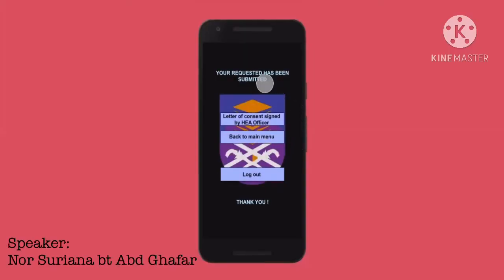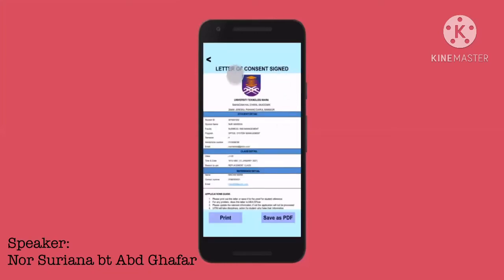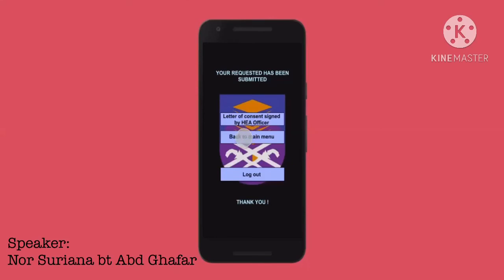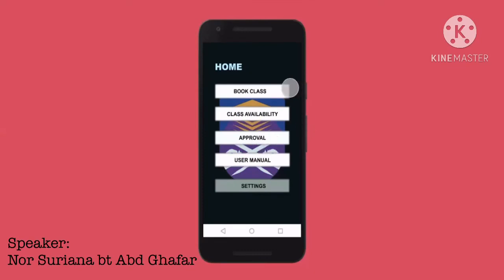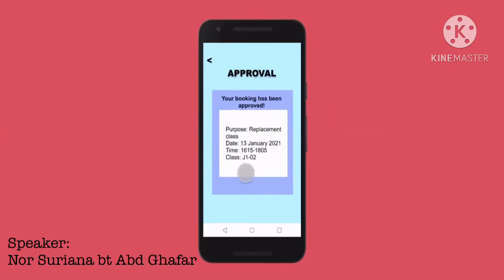Next, after your request has been submitted, you click here on Letter of Consent signed by HEA officer. After you click here, you can see your letter of consent signed that shows your student details, class details, and reference details. After that, you click back here and click on Back to Main Menu. Then you click the Approval button. Now, you can see your booking has been approved.